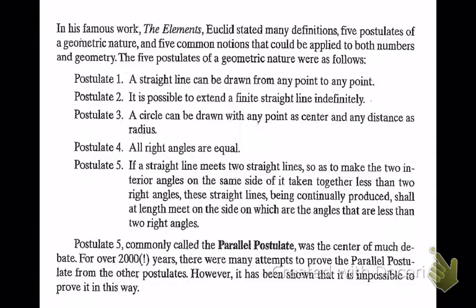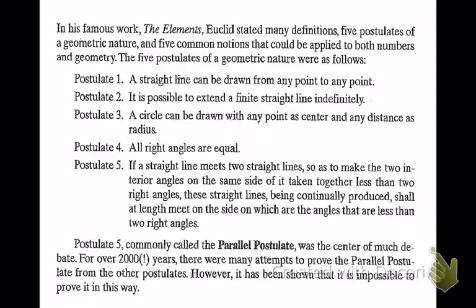First we're going to talk about Euclid. In his famous work, The Elements, Euclid stated many definitions, 5 postulates of geometric nature, and 5 common notions that could be applied to both numbers and geometry. The 5 postulates of geometric nature were as follows.